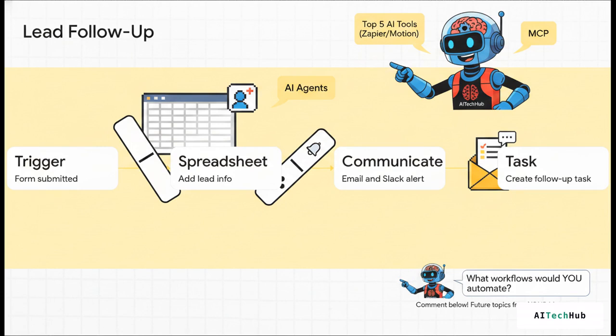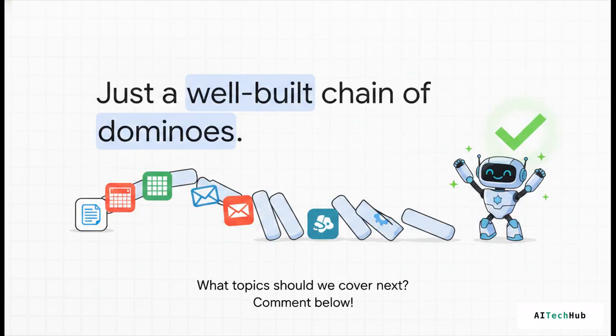Updating a spreadsheet with the lead's info. Bam, next domino. Step 3 fires off a personalized welcome email and simultaneously pings your internal team with a Slack alert. Finally, Step 4 creates a follow-up task in your project management tool, requiring a human to reach out within 24 hours. Look, it's not magic.